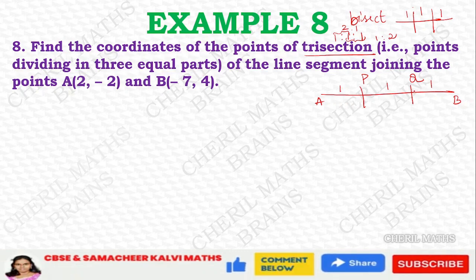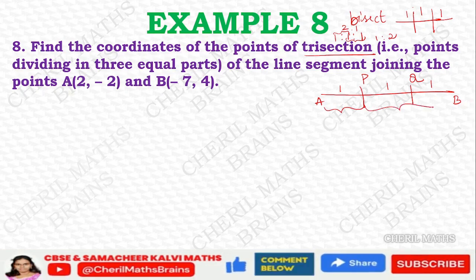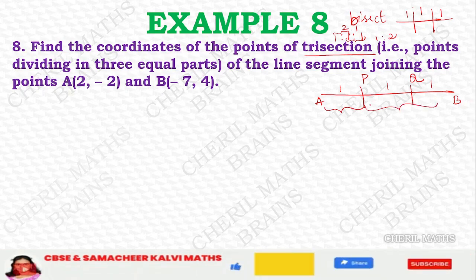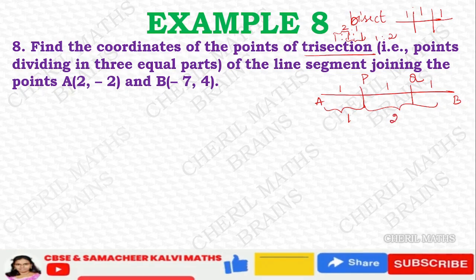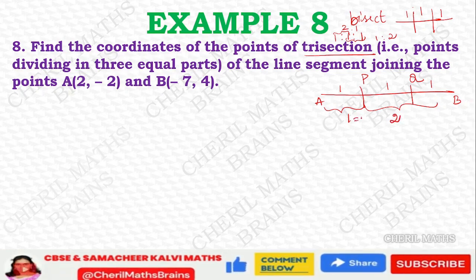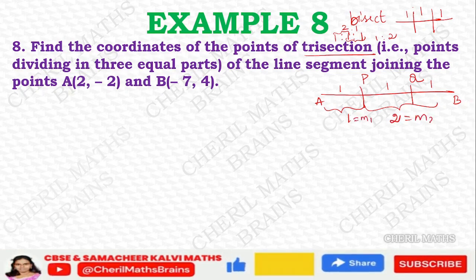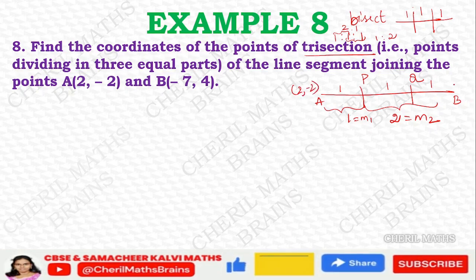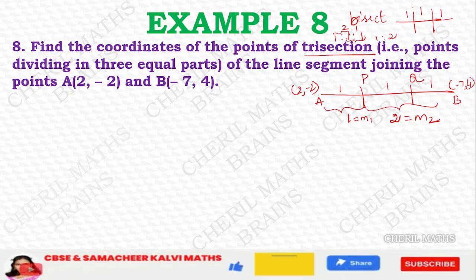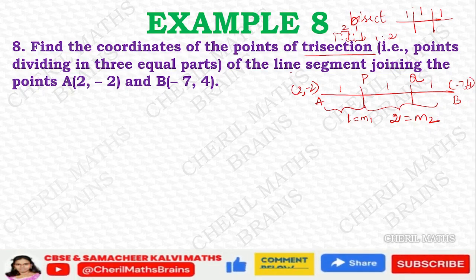First, we'll have AP separately and PB separately, and then we will consider P to be dividing AB in the ratio 1:2. So 1 is your M1 and 2 is your M2. Your coordinate A is going to be (2, -2), and B is going to be (-7, 4). So we have all these values: M1, M2, x1, y1, x2, y2.